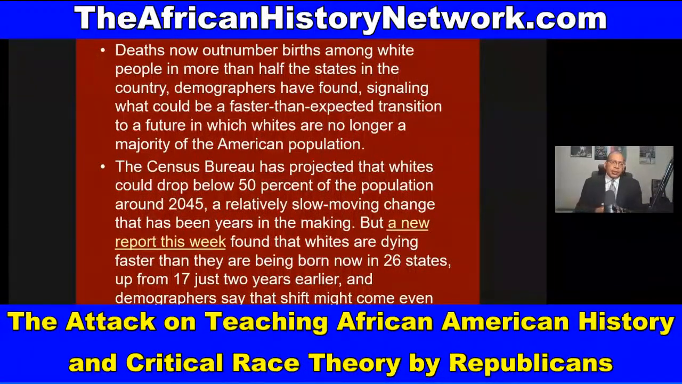The U.S. Census Bureau has projected that white people could drop below 50% of the population around 2045, a relatively slow-moving change that has been years in the making. But a new report this week, when this article came out in June of 2018, found that white people are dying faster than they are being born now in 26 states out of 50, which is up from 17 states out of 50 just 2 years prior. And demographers say that shift might come even sooner.